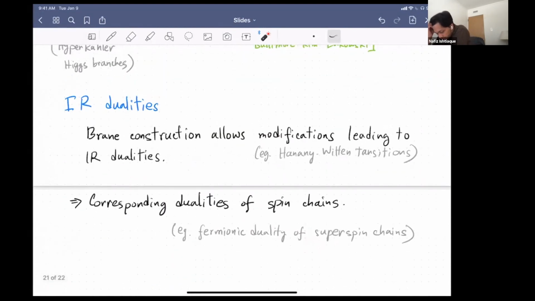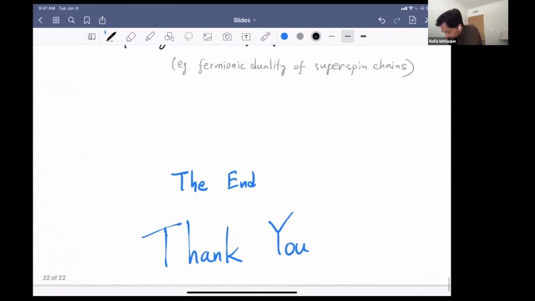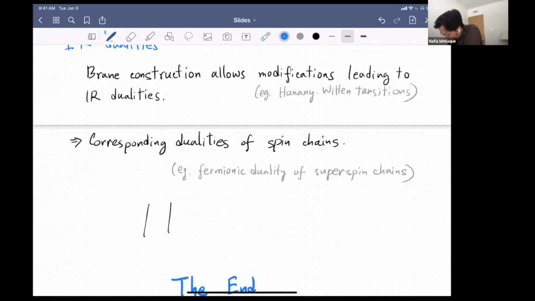The last comment is that in terms of branes, we can do various manipulations that shouldn't change the IR physics. For example, we can do some Hanany-Witten transitions. Just as an example, suppose I have two different types of NS5 branes, but I can change their ordering, such as something like this. Here, this was a bosonic node, this was a fermionic node, this was a bosonic node. Here, they're all fermionic nodes.